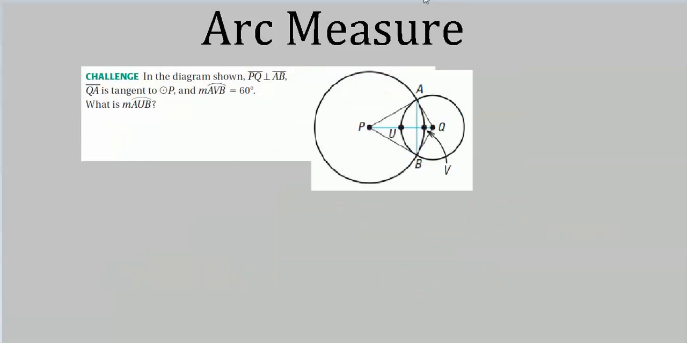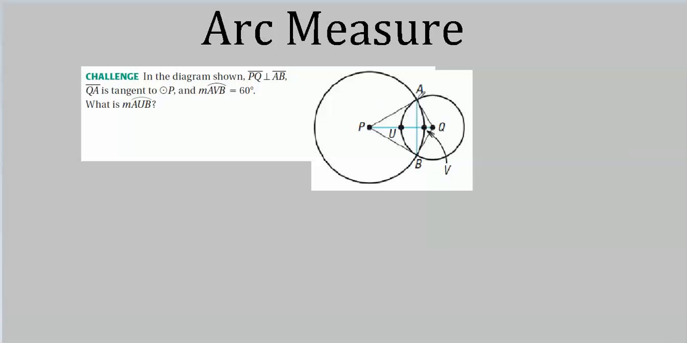Well, here's one that looks kind of messy. Lots of curves and lines and points all over the place. Well, let's see what they're telling us here. We've got 2 circles, circle P and circle Q. P is the large one. And they're giving it to us that PQ is perpendicular to AB. Frankly, I don't think we needed to know that. I think we can solve this problem without knowing that, but I could be wrong. Let's take a look at what else we've got here.